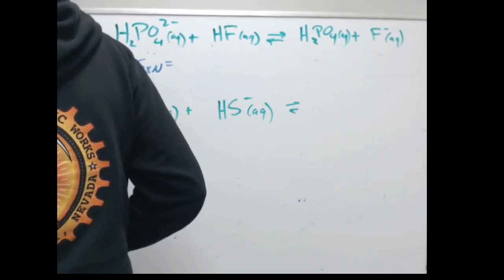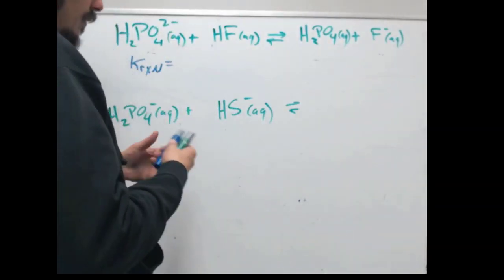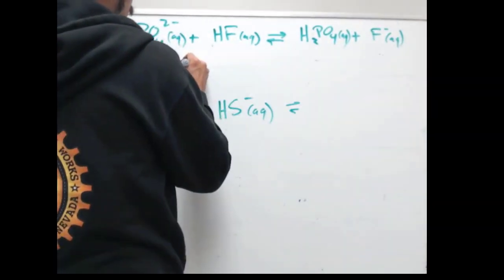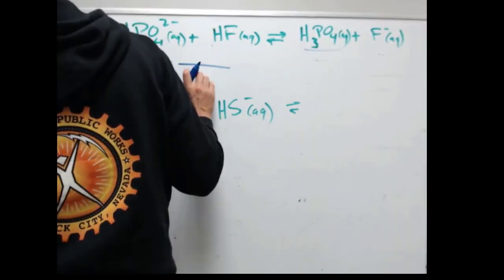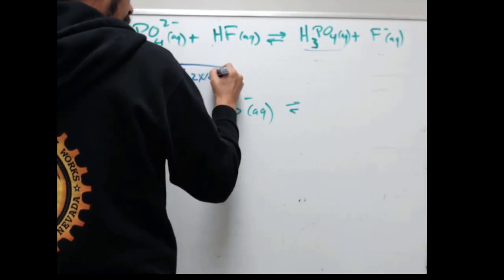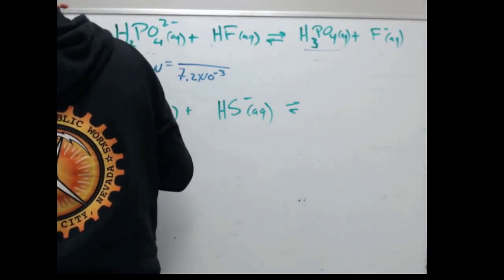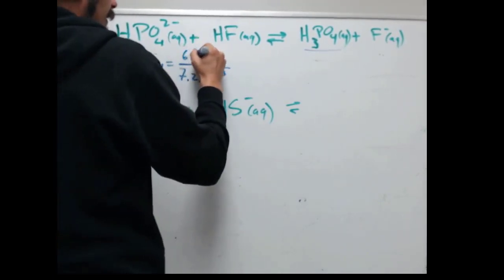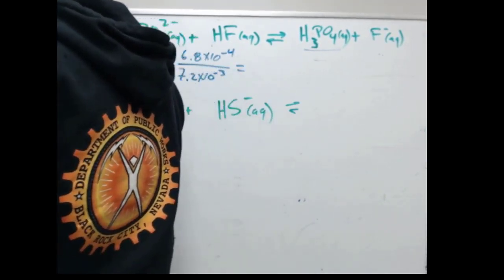So for H2PO4 minus, we've got a Ka value that's 7.2 times 10 to the minus 3. And then I put the Ka for my HF, my reactant acid, on top, 6.8 times 10 to the minus 4. And I calculate my K reaction associated with this.